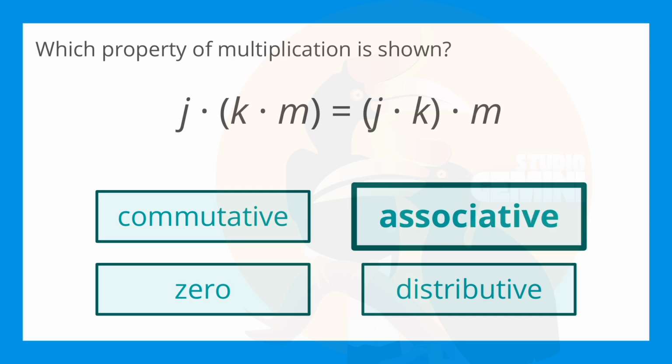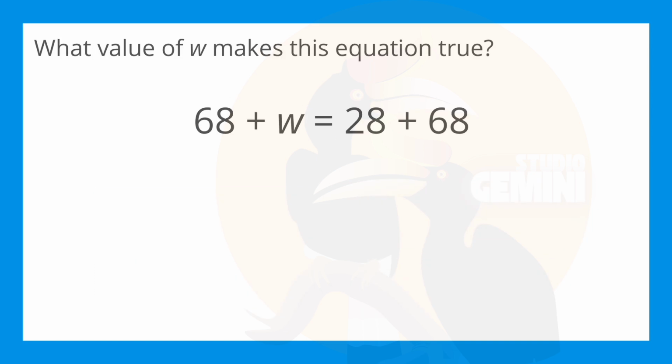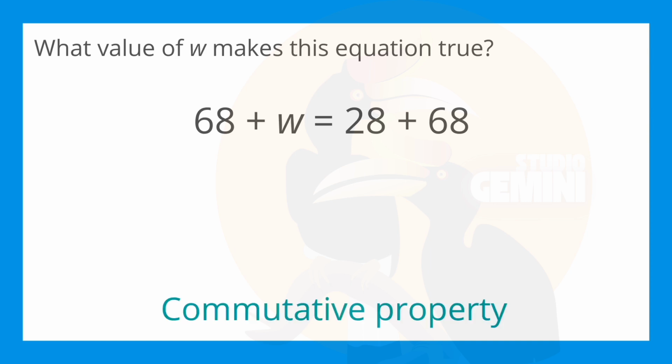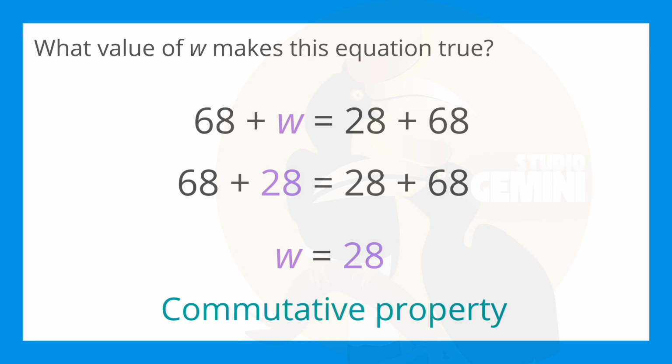Let's take a look at a different type of example. Here we'll determine which property we will use to find the value of w that makes this equation true. Well, if I apply the commutative property, that would tell us that 68 plus 28 is the same as 28 plus 68, which means w equals 28.